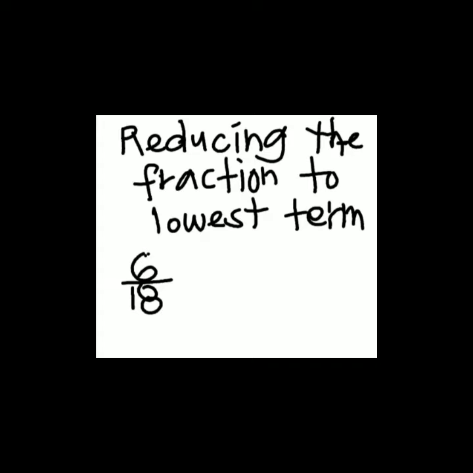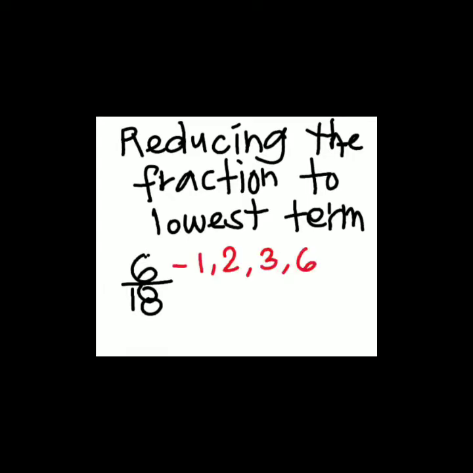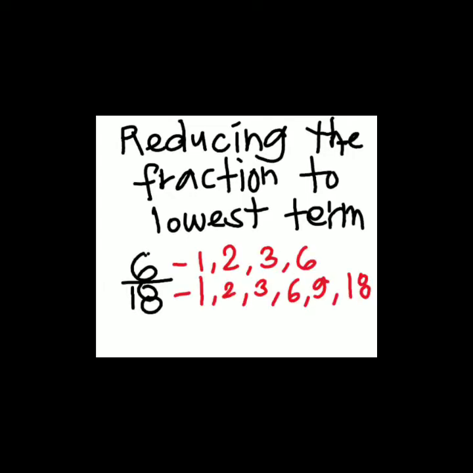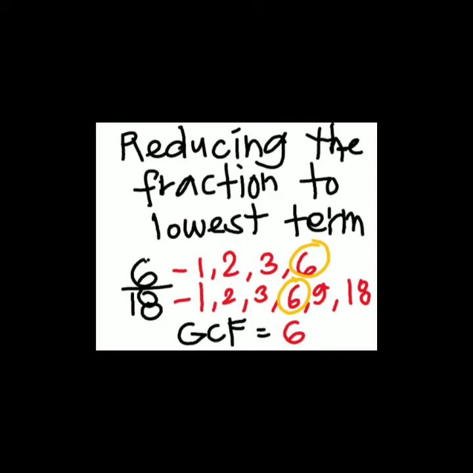In the fraction 6 over 18, first find the GCF for both the numerator 6 and 18. The factors of the numerator 6 are 1, 2, 3, and 6. The factors of the denominator 18 are 1, 2, 3, 6, 9, and 18. As shown, in the factors of 6 and 18, the GCF is 6.